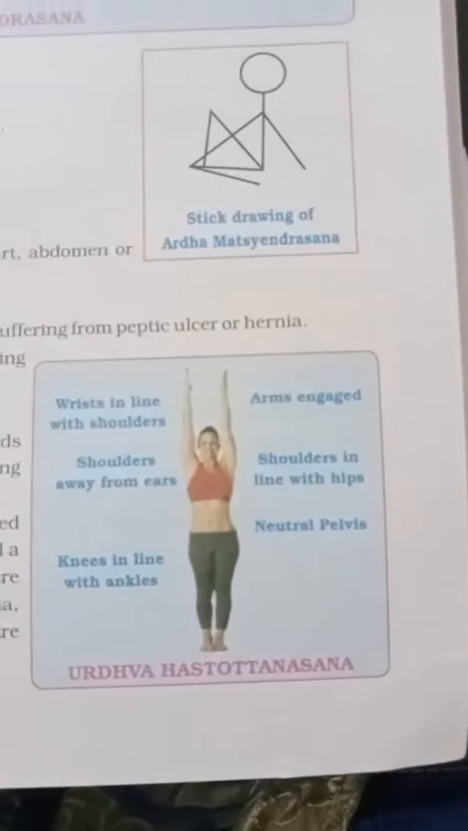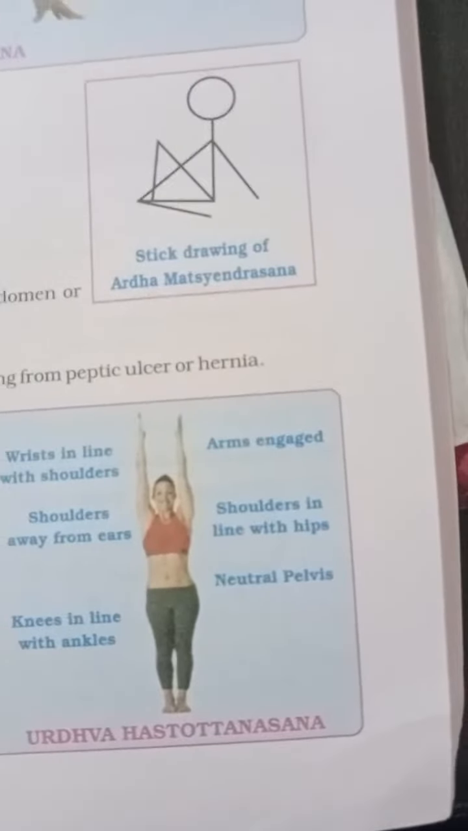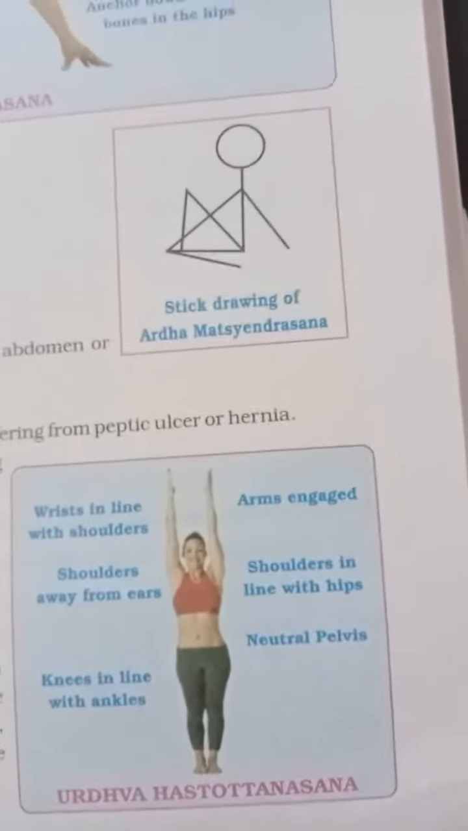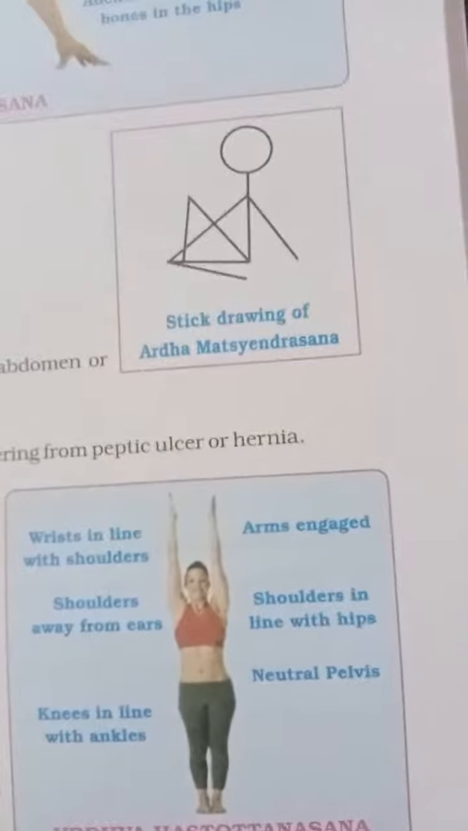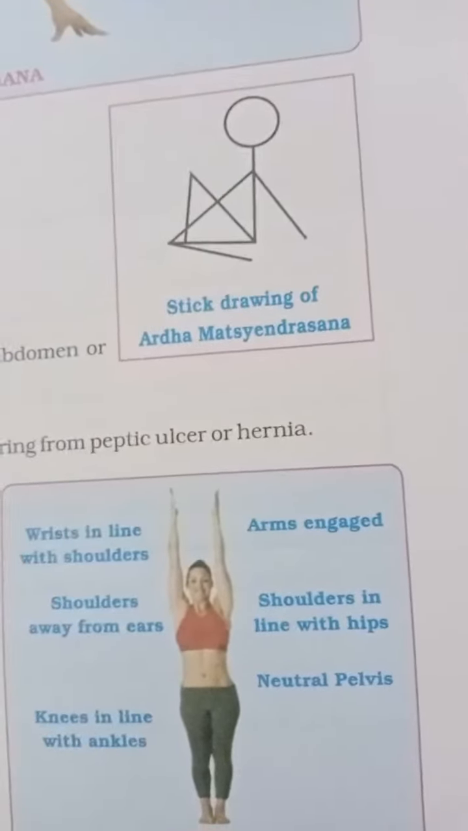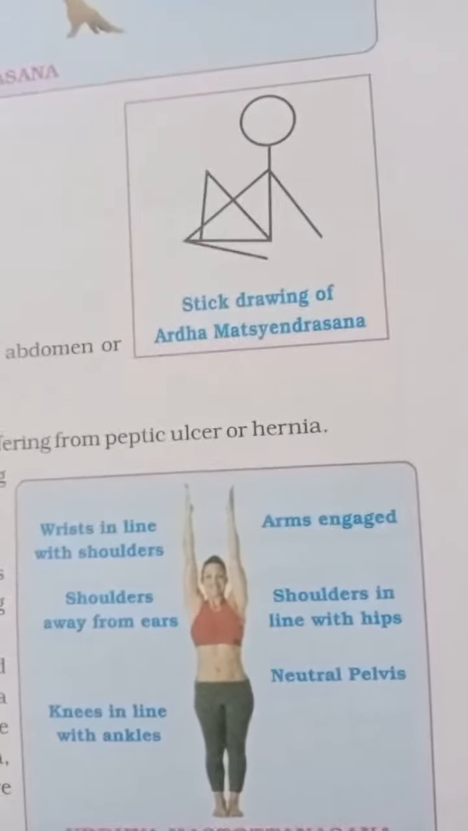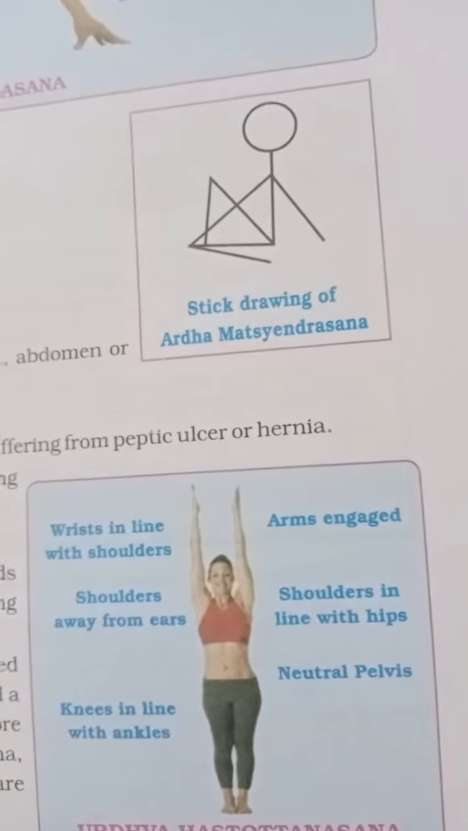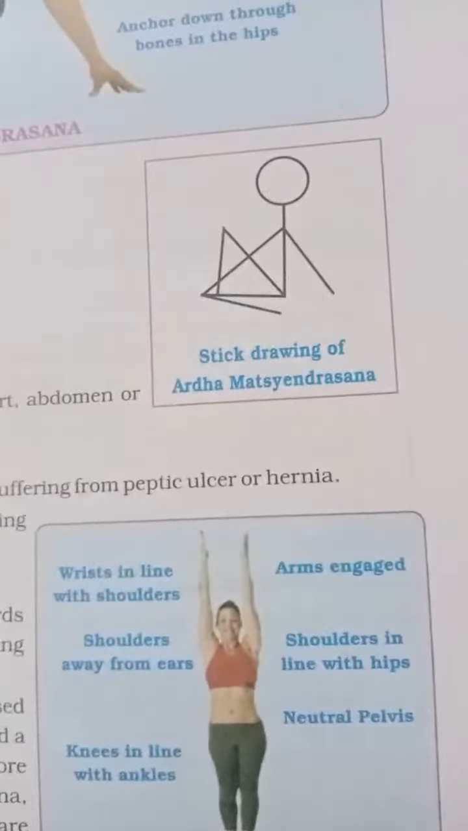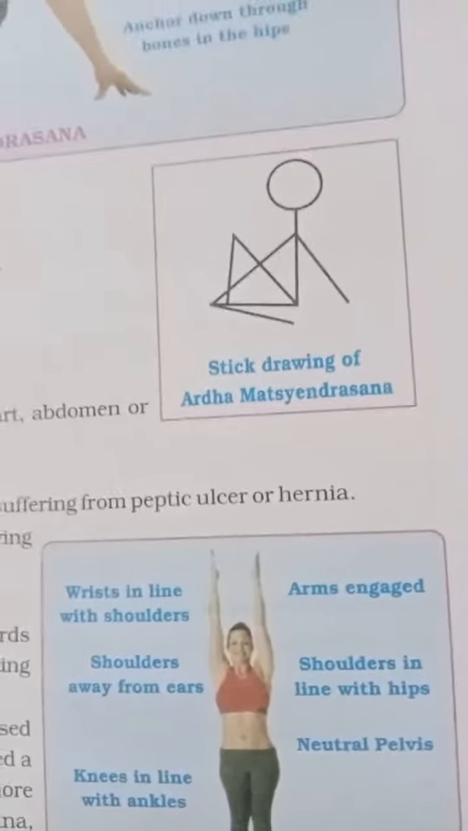Urdhva Hastotsasana. Okay, Urdhva Hastotsasana comes from the Sanskrit word Utthana, meaning stretched up, and asana meaning posture. This asana is also known as palm tree pose and raised hands pose. It is a standing posture and is considered a warm-up yoga posture to prepare the body for more intense yoga asanas. While performing this asana, arms, shoulders, upper back and neck muscles are involved. This is the easiest one, right?